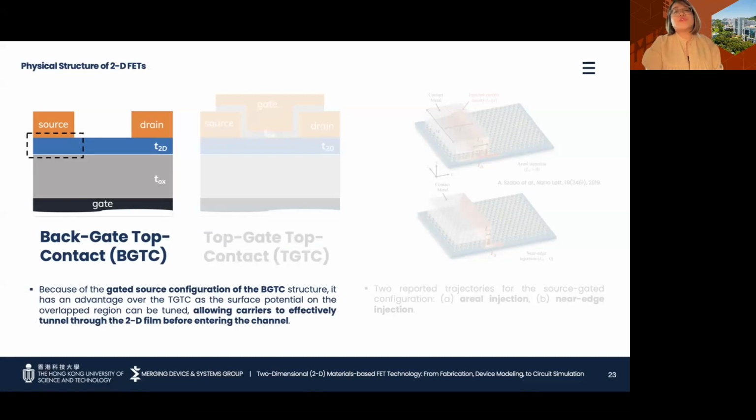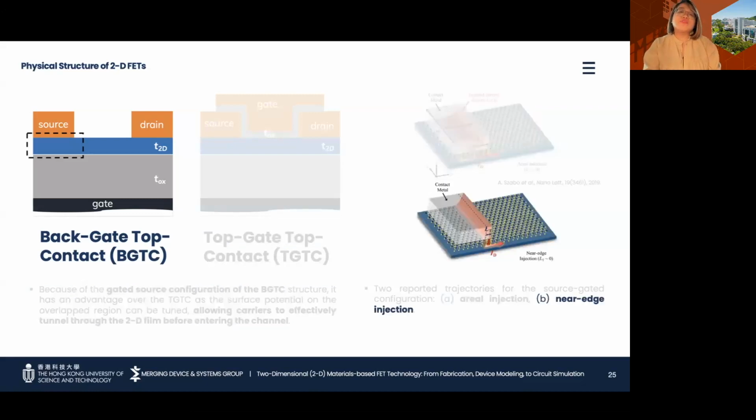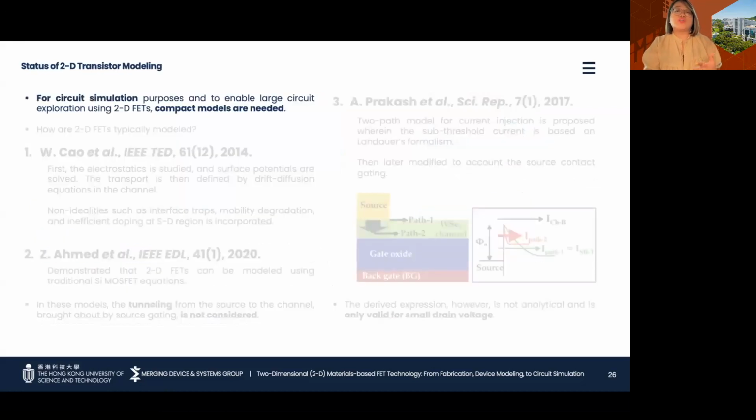In such a configuration, there are two trajectories of carrier injection that are reported in the literature. One is areal and another is near-edge. Regardless of these two trajectories, what is important is that carriers need to tunnel through the 2D film body first before they enter the channel. As such, we have to capture the overall shape of the barrier carriers need to tunnel through before they enter the channel. This is necessary when we model the operation of source-gated 2D transistors.